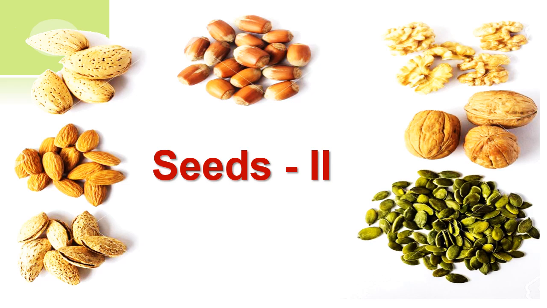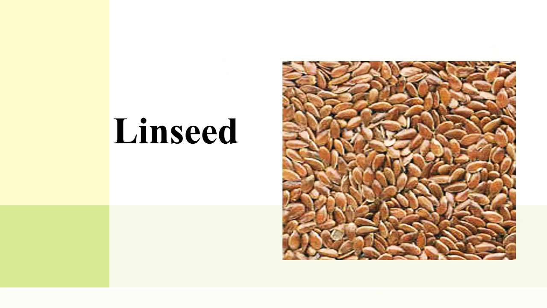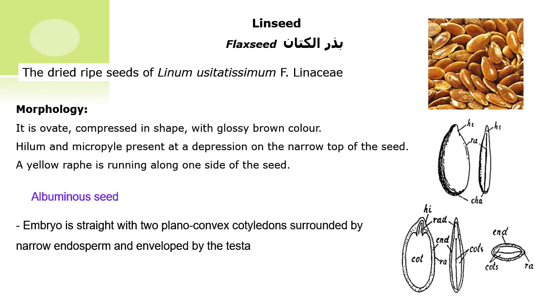هنكمل كلام على السيدز مع أول سيد اللي هي linseed أو بذور الكتان. Linseed is obtained from the dried ripe seeds of Linum usitatissimum, family Linaceae. The linseed is ovate, with compressed shape and having glossy brown color.